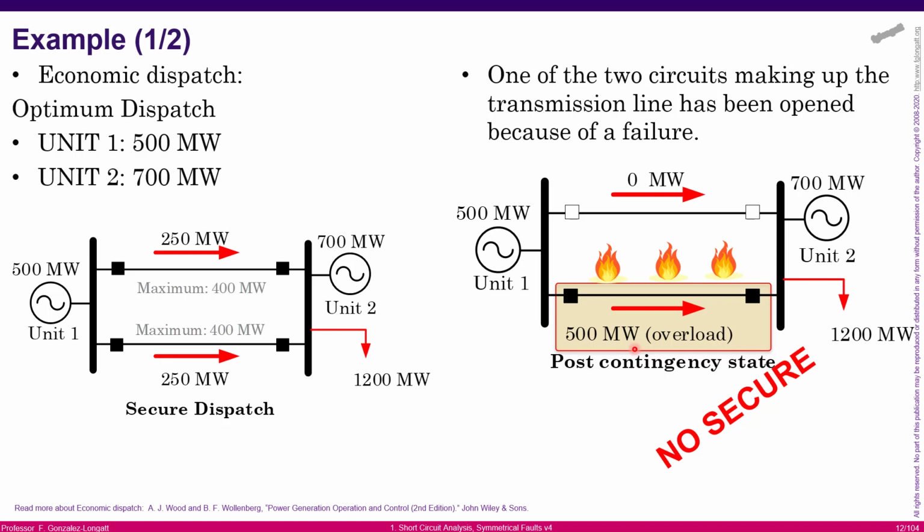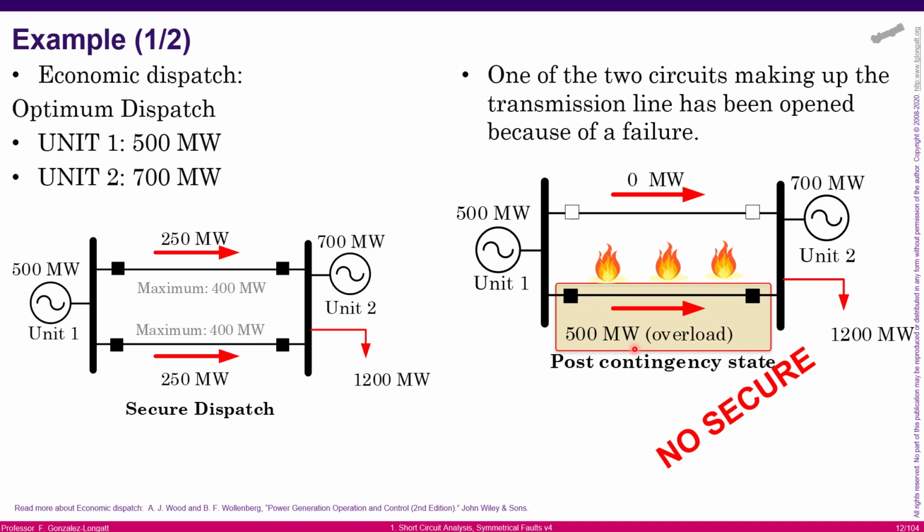That is an emergency limit. We are above the maximum power of that transmission line. You can see over there that I put fire, okay? That is not realistic, but it's just to tell you that the transmission line will be overloaded, because the maximum limit is 400, and we are putting over there right now 500, okay?